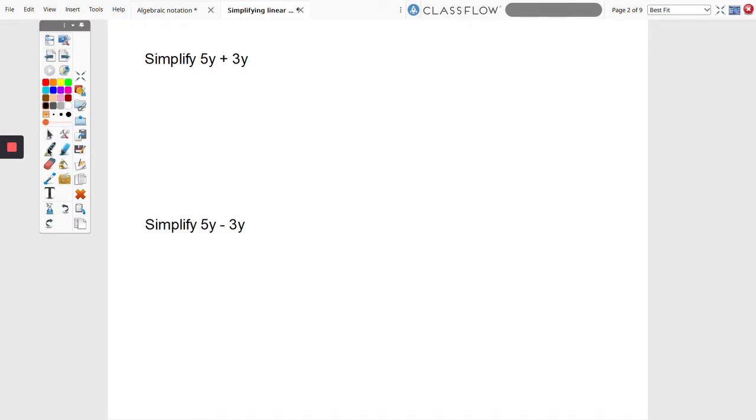So we're going to begin by looking at expressions that only have one variable. And by a variable I mean one of the letters in the expression. So in this case our variable is y. So I need to simplify 5y add 3y. So 5 add 3 is 8, so 5y add 3y is 8y.